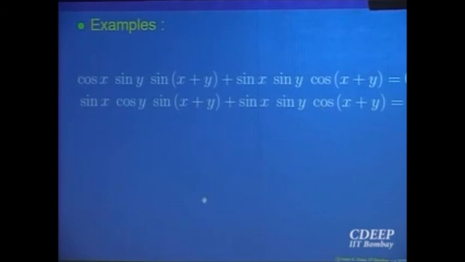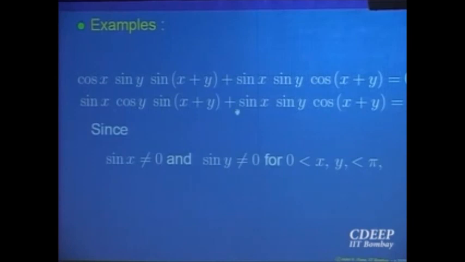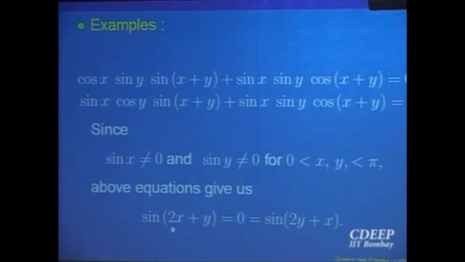You want to solve these equations. You know that x is not equal to 0, y is not equal to 0, and they are between 0 and pi. So you can cancel out terms and divide, and what is left is sin of (2x plus y) equal to 0, and that is equal to sin of (2y plus x). These two equations, using your sine formulas, give you that. So these are equal to 0, and this is the condition.